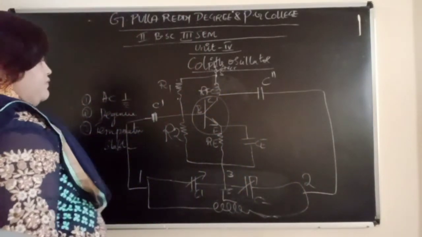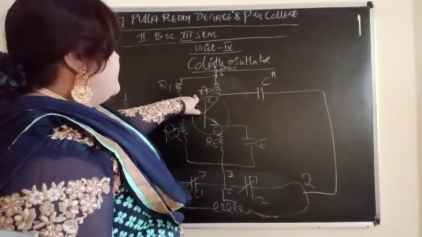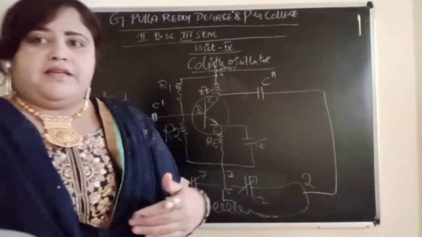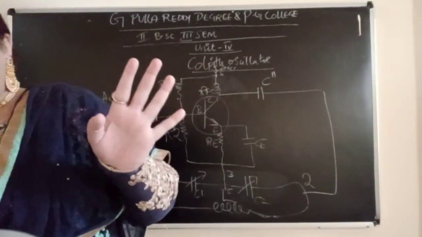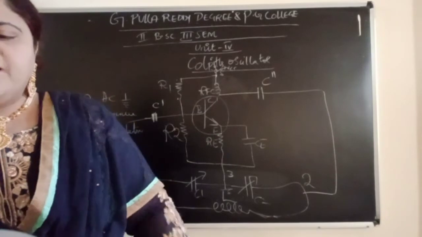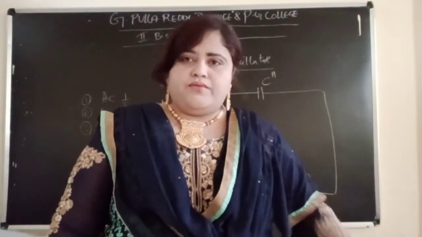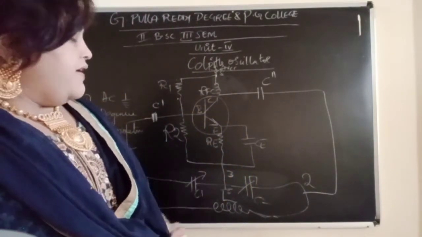Then what is RFC? Radio frequency choke. Radio frequency choke will not allow the AC to reach the DC, meaning AC should stay in the AC form only. It will prevent the AC from reaching DC. Radio frequency choke. Okay. Then we have to go for the feedback network.